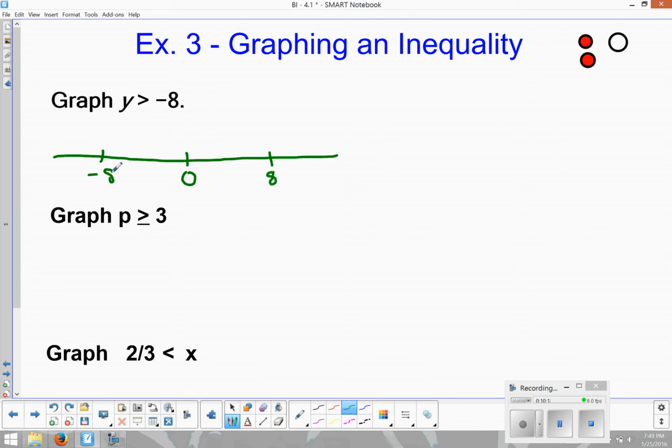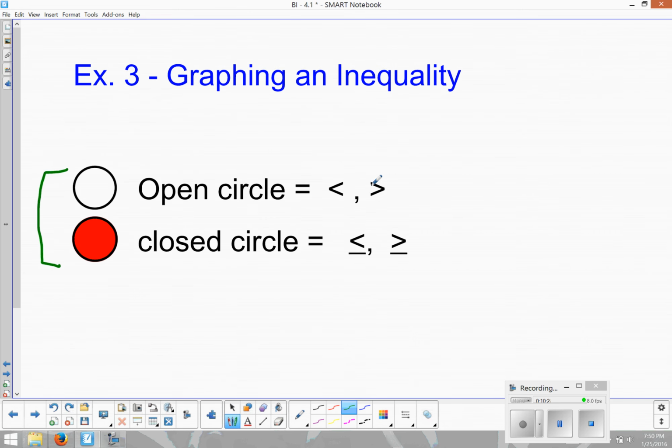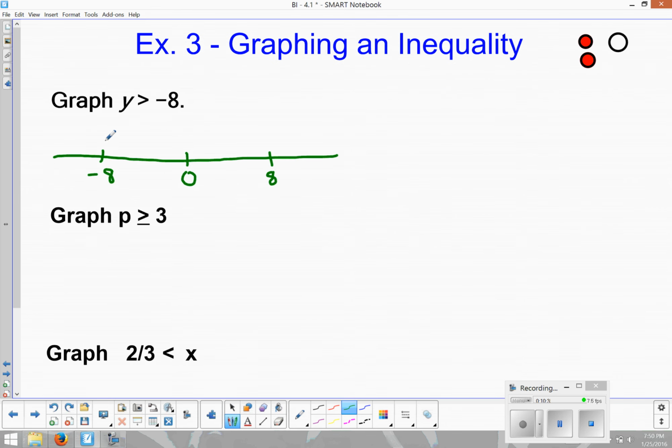Now, look at this inequality and look to see what does this say. Is this a greater than, or is it a greater than or equal to? Now, this is a greater than. If I look back, if I have a greater than with no equal sign, I'm going to have an open circle. So I'm going to go ahead and graph this at negative 8, open it, okay, and then watch.